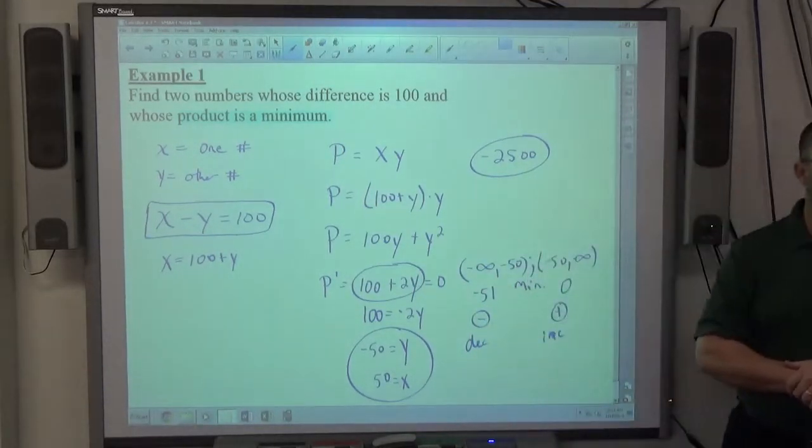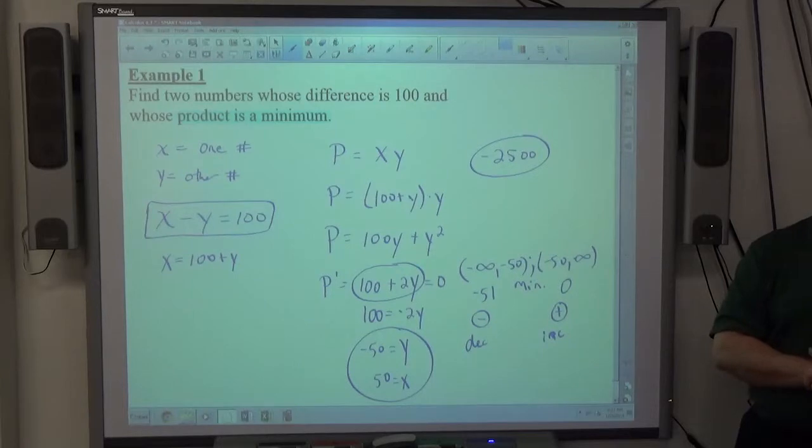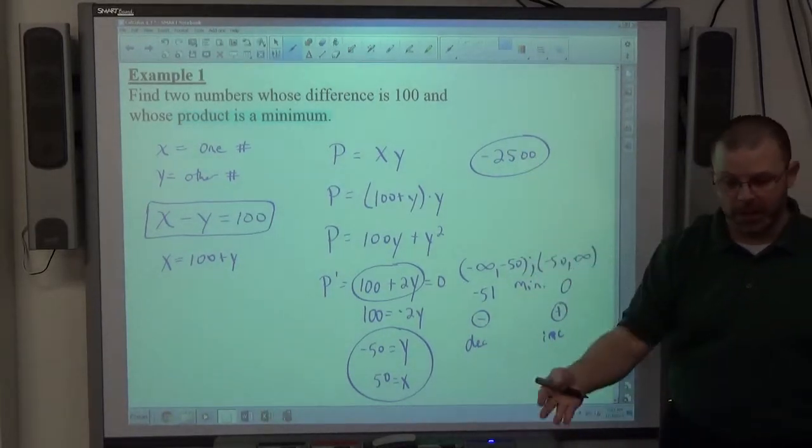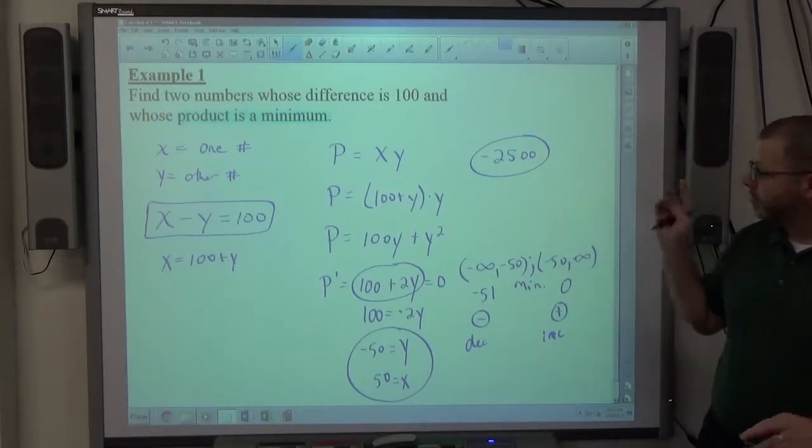That's like, hey, how much money do you have? Negative $2,500. Yeah, you don't have a lot of money, right? That's a low number, all right? It's like way down at the bottom, right?